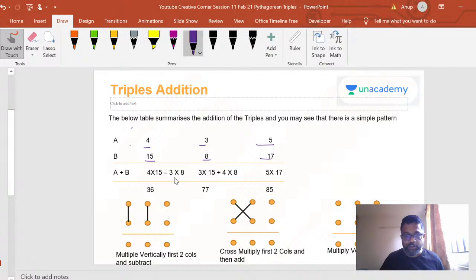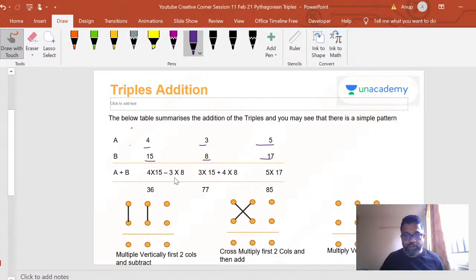So what this means is I got 36, 77, and 85. These are the new sides of my triangle that I can easily derive by simply adding triangle 1 and triangle 2, right? How easy it is, right? It's just as simple as addition and subtraction.